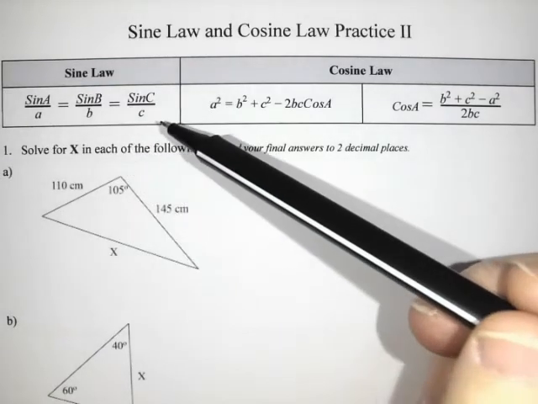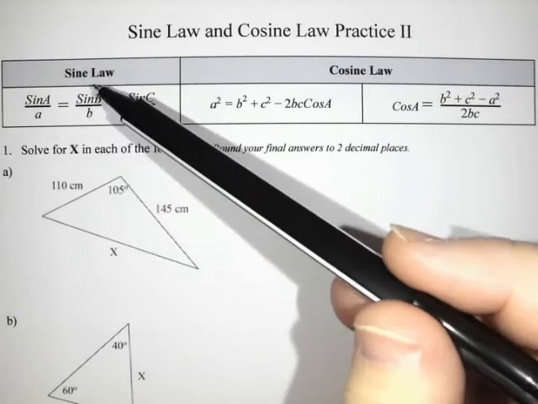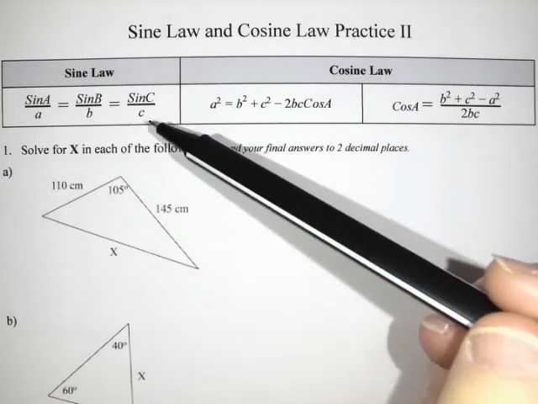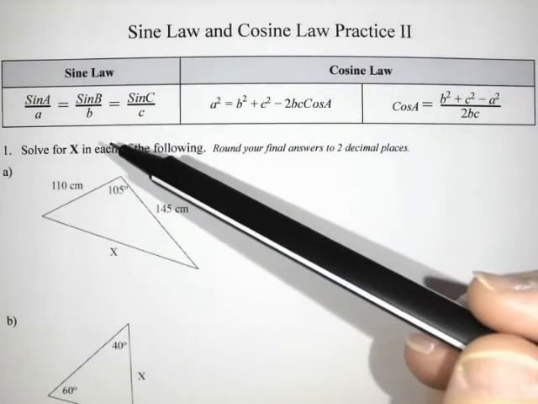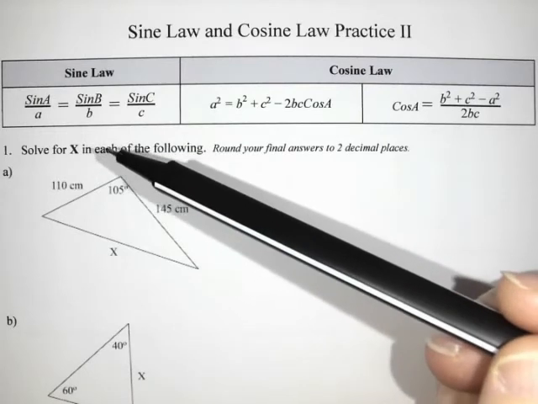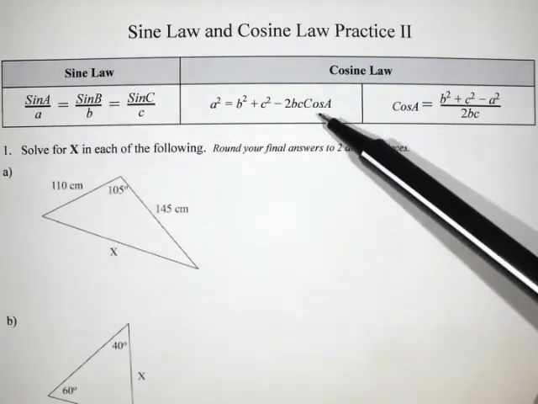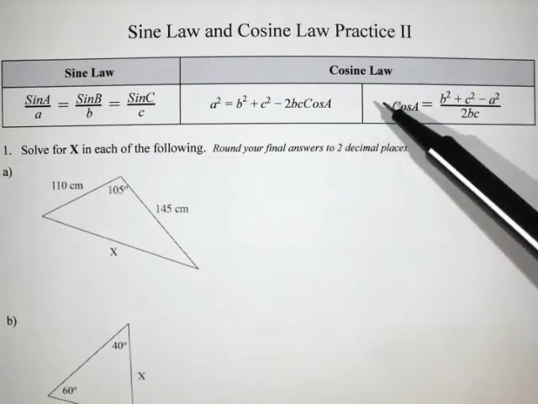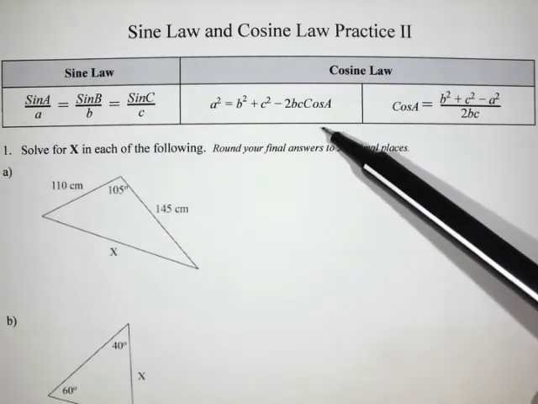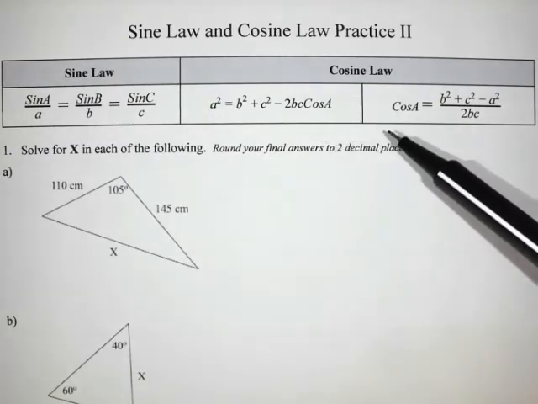For sine law, our formula is sin A over a equals sin B over b equals sin C over c. And there's just the one formula. Whether I'm finding a side or an angle, I use the same one. For cosine law, there are two different versions of the formula. They're just rearranged versions of each other.